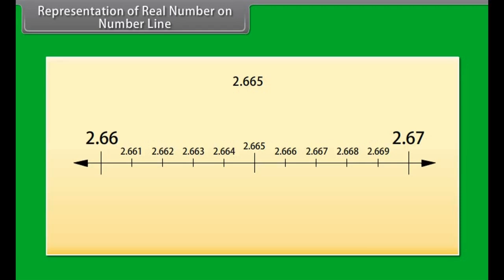Let us focus on this portion of the line and imagine dividing the portion into 10 equal parts. The first part represents 2.661, the second part represents 2.662, and so on. 2.665 is the fifth mark in these subdivisions. This process of visualization of representation of numbers on the number line is called the process of successive magnification.